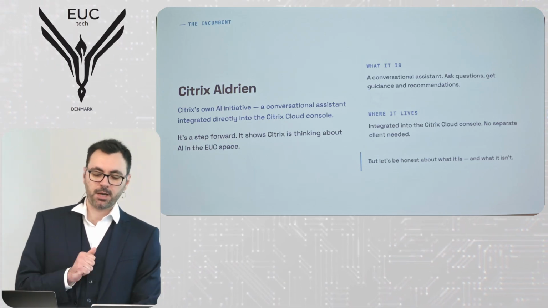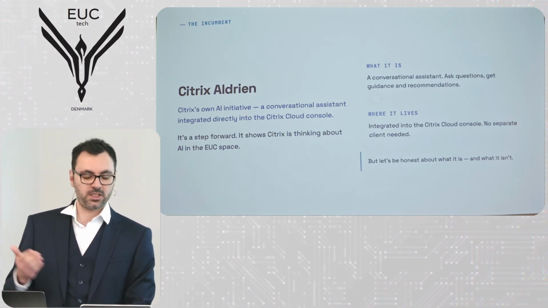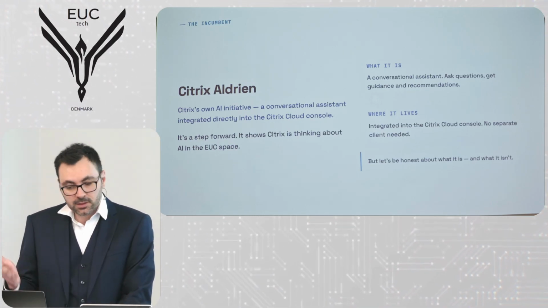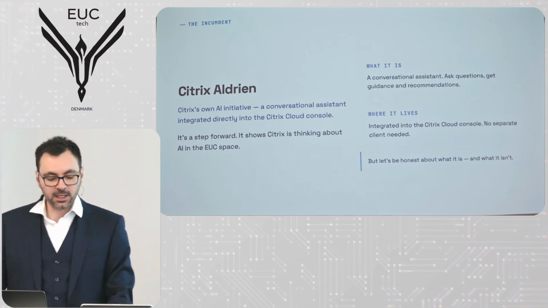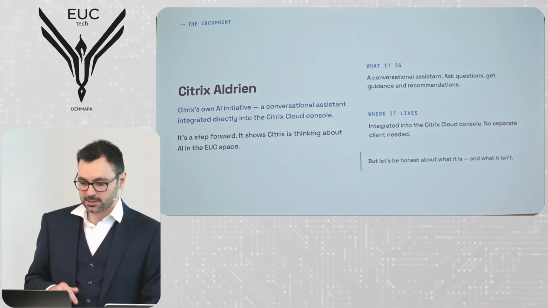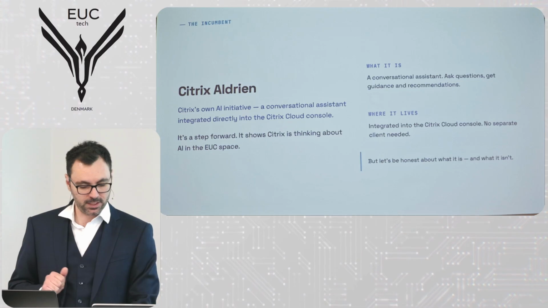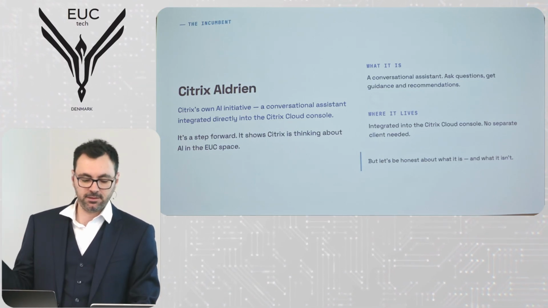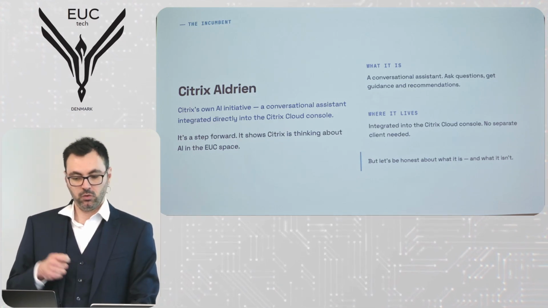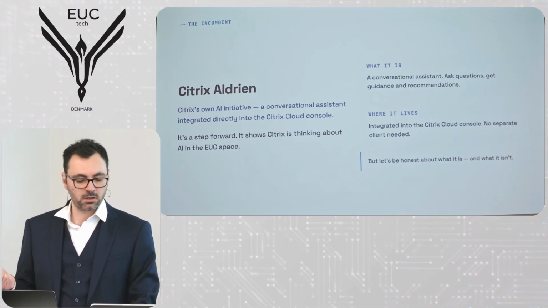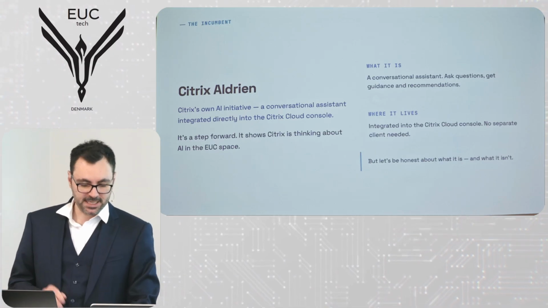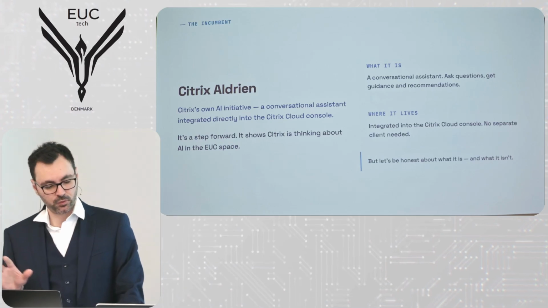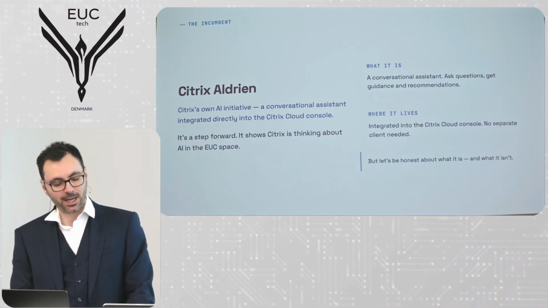But Adrian is smarter. Actually, it's closer to what you expect from ChatGPT. I want to be fair. Adrian is a step forward. It shows that Citrix is thinking about AI in the EUC space, but probably not sure what to do with it. But it's essentially a conversational assistant integrated into the Citrix console. You ask it questions about your environment, and you get guidance. It's a valid approach, and for basic questions, kind of useful, but let's see what it is and what it isn't.